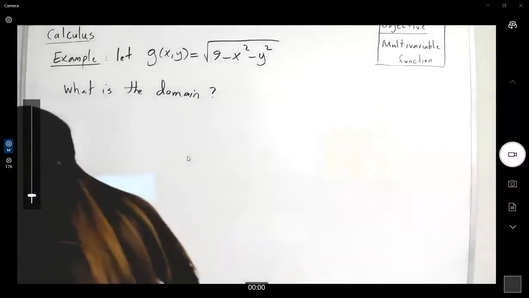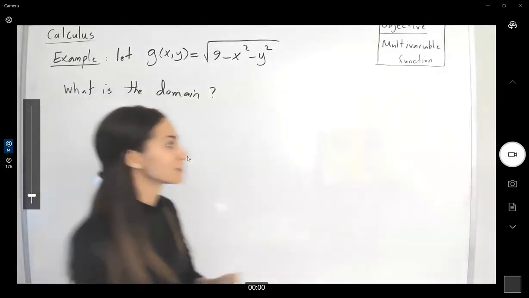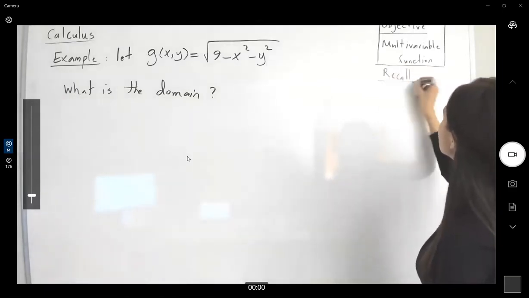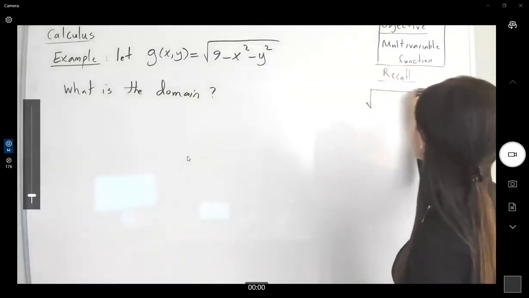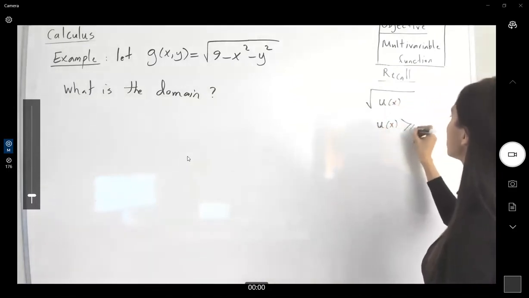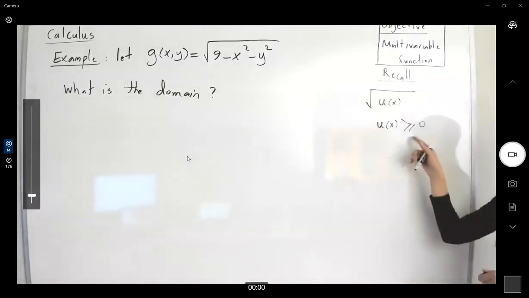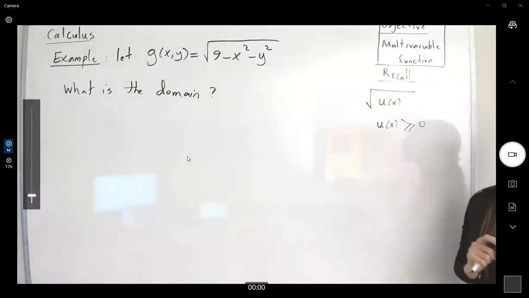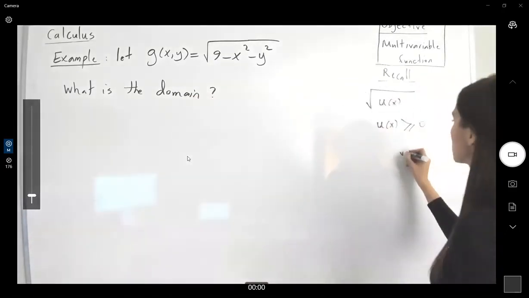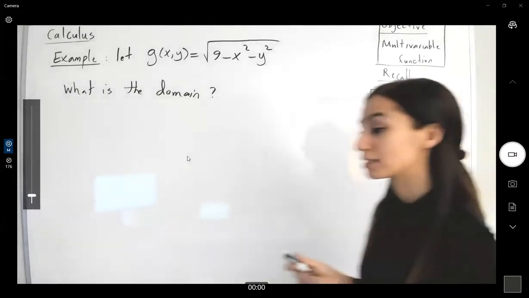Perfect. So what do we have here? Remember that we have square roots. Again, recall that if you have the square root of a quantity, this quantity must be greater than or equal to 0. All of those values are acceptable. Even 0 is acceptable. Why is that? Because you know that the square root of 0 is equal to 0. We're happy about that. We don't have any problem with 0.